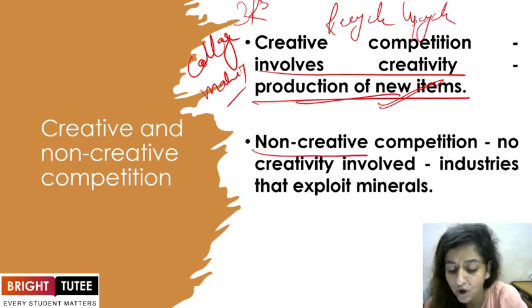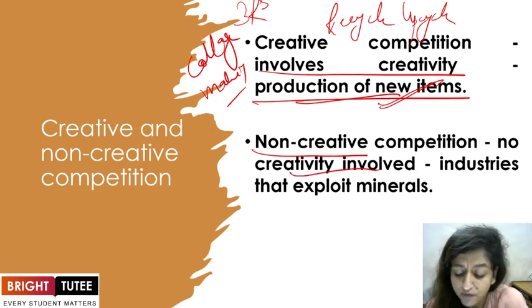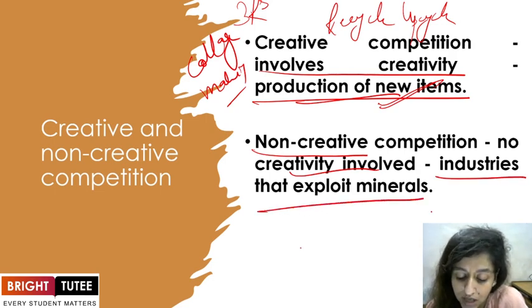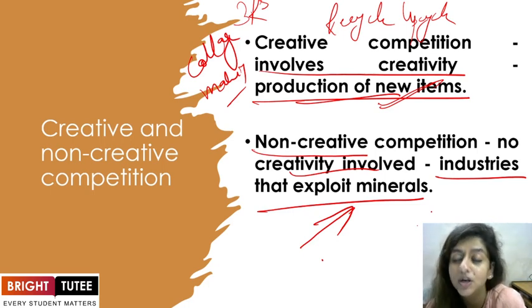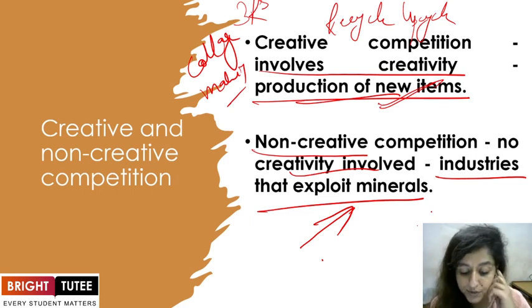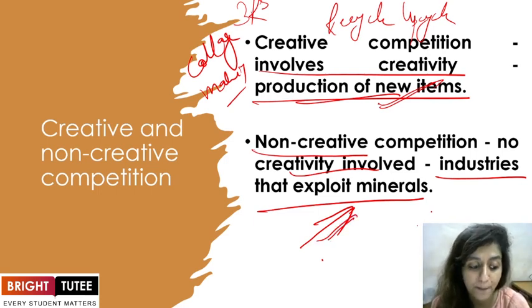Whereas in non-creative competition, there's no use of creativity, and industries that exploit minerals are an example of non-creative competition. All the industries that are excessively using natural resources or excessively exploiting minerals for their growth and upliftment become a part of the non-creative competition.